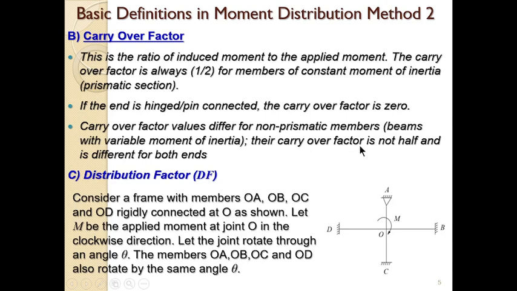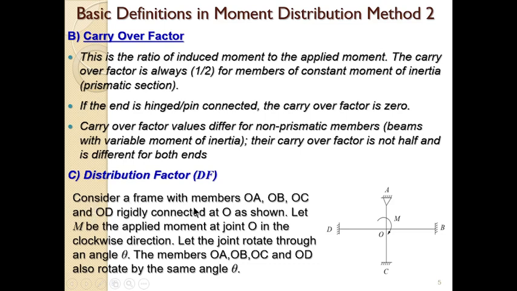Their carryover factor is not half, and so is different for both ends. For such a case, you will see how we calculate it when we get to the example. We also have something we call distribution factor. Distribution factor usually acts when 2 or more members meet at the joint.